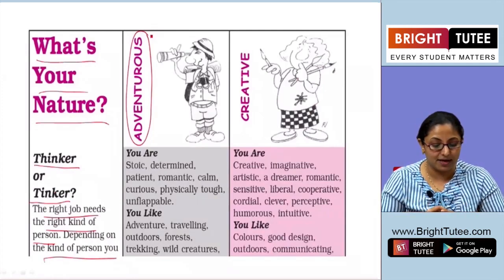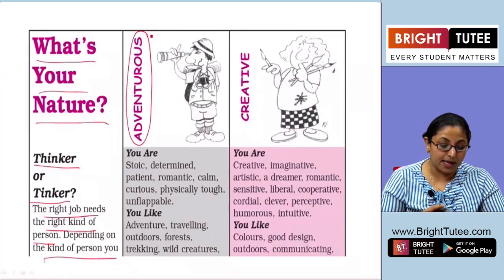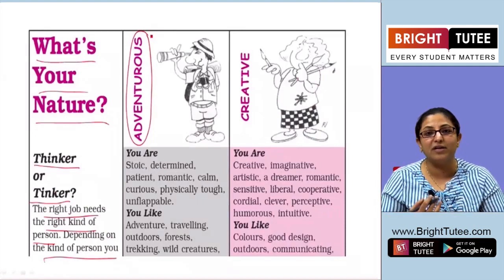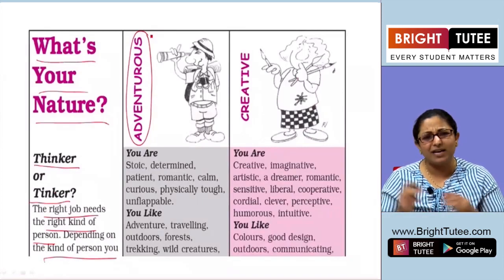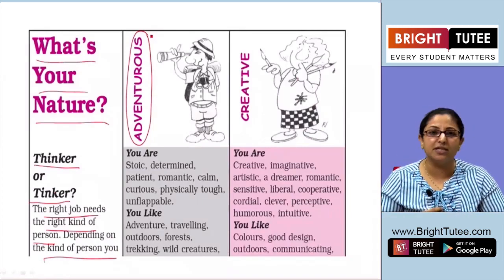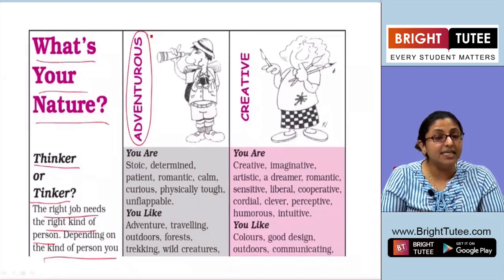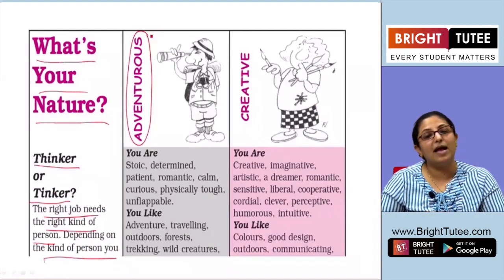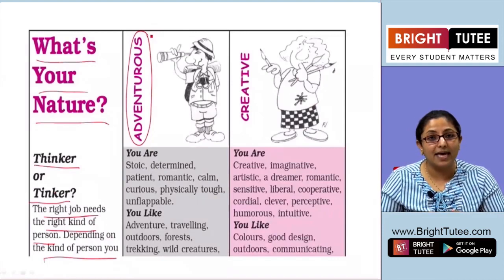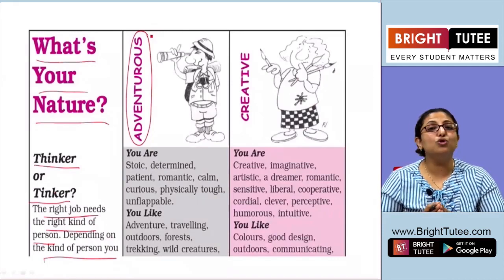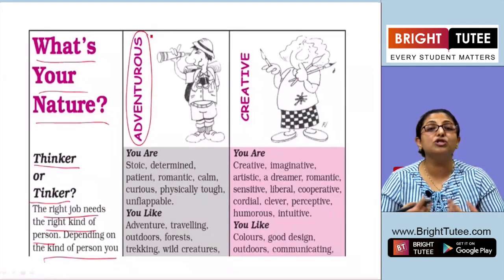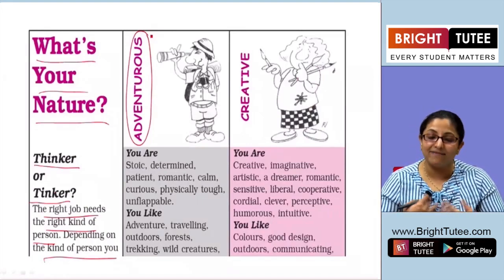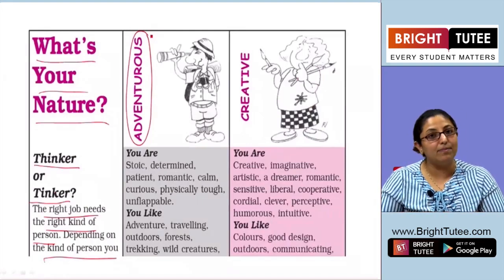They are romantic, they are calm, they are curious. Curious means inquisitive. They want to know everything about everybody or whatever they are seeing. They have a lot of questions in their mind. Physically tough, they have a good body. Unflappable is again calm. They do not complain, they do not show much emotion. They accept every situation without any complaint.